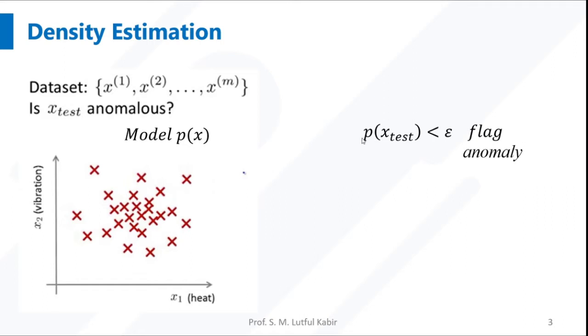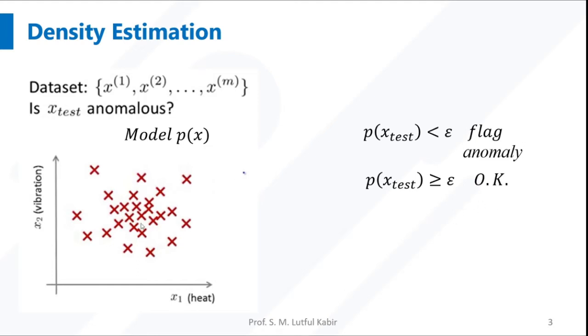And if this p of x test is less than a certain epsilon, then we flag that particular point. That means the probability of the new x test, if it is less than a certain value, then we flag it or we call it an anomaly. If it is more than epsilon, that means a set value, then we call it okay.